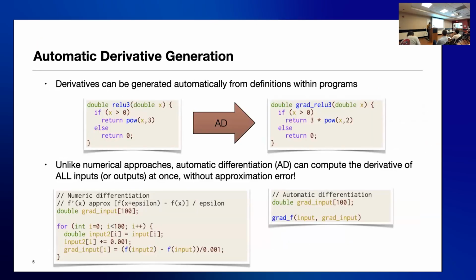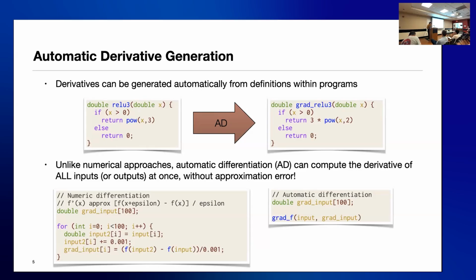Even if you don't know what automatic differentiation is, at its core, you can think of it like this. You have a primal function, for example, the ReLU function here. You pass it through your automatic differentiation tool to get a gradient function. You generate this function ahead of time before getting any inputs.